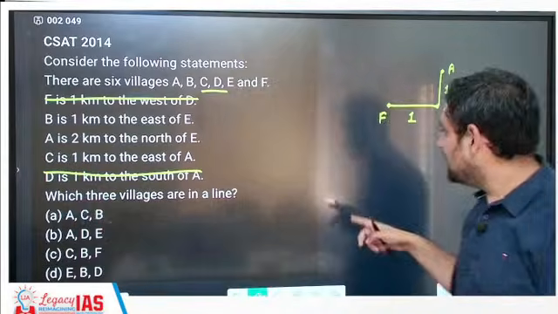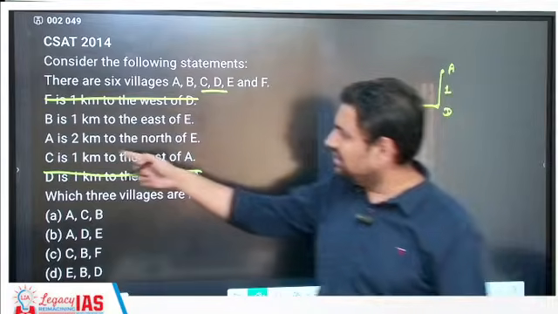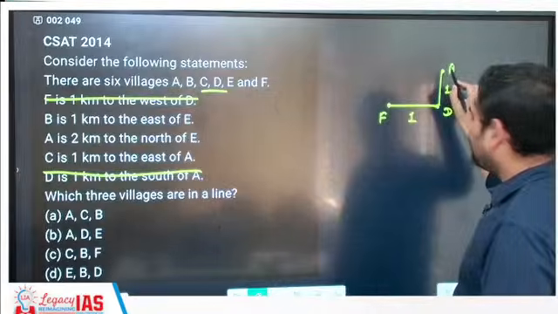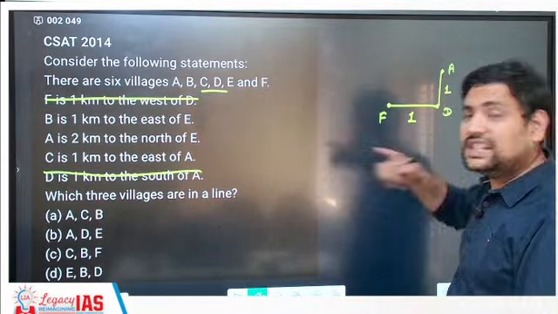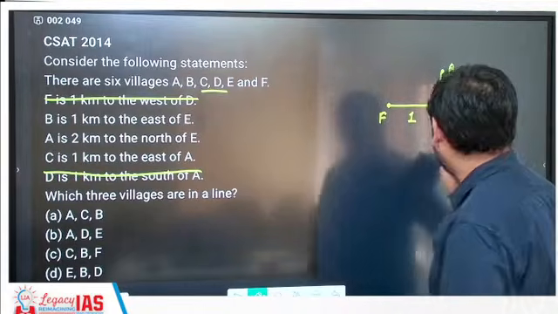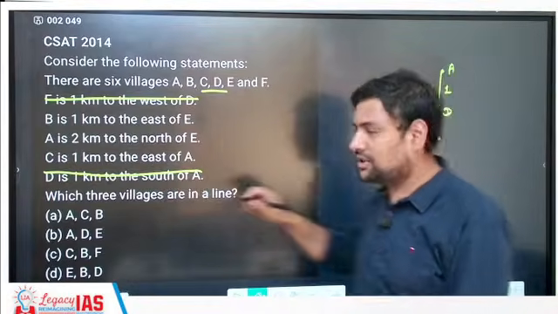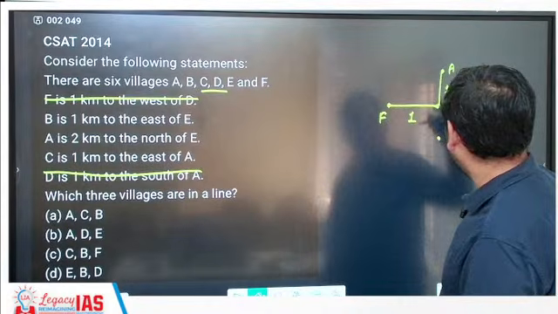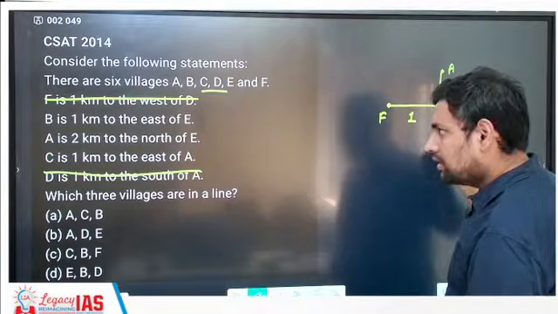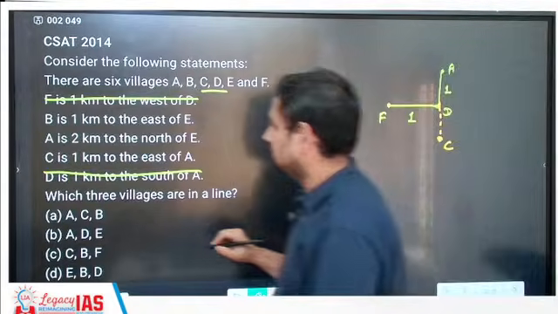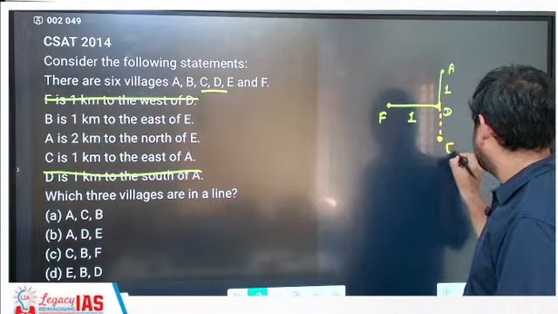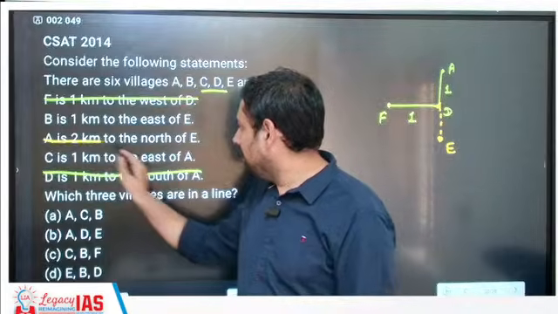Now you have to see the sentence that has F, D or A. I can see it here. A is 2 kilometers to the north of E. So from E, A should look north, correct? How much north? 2 kilometers. So 1 kilometer is this, 1 more kilometer has to be here. Sorry, this is E, correct? So A is 2 kilometers north of E is also done.